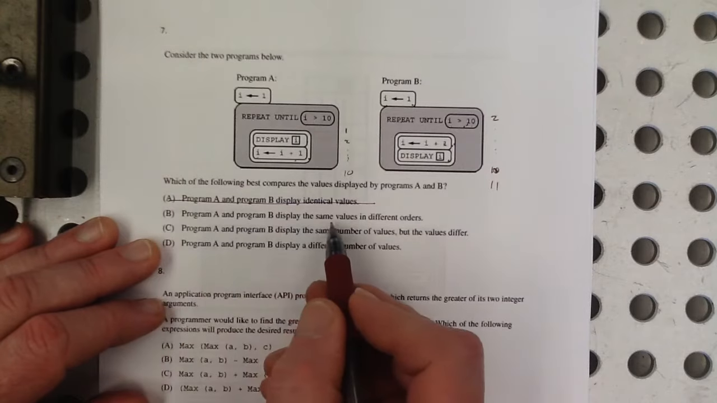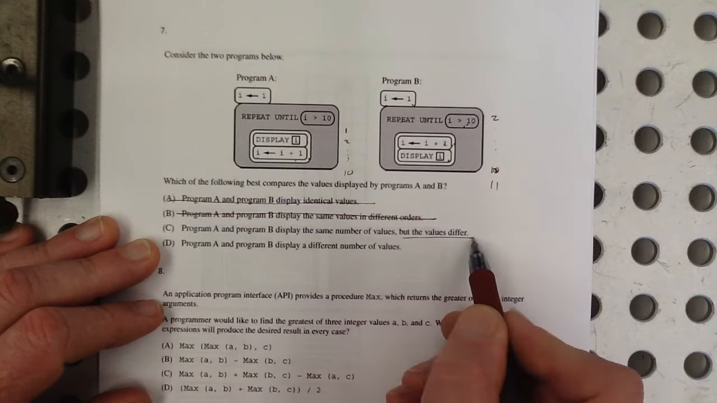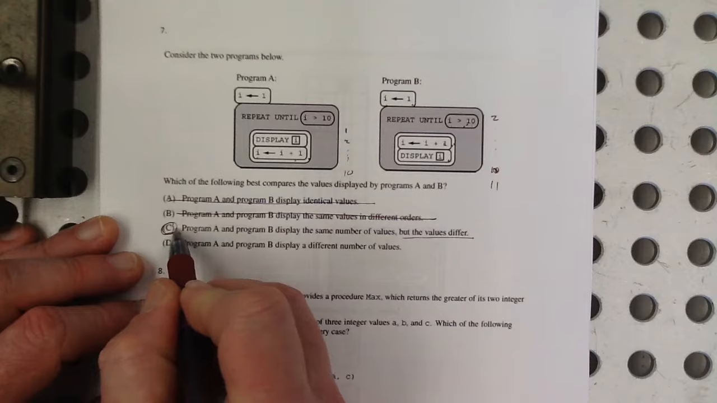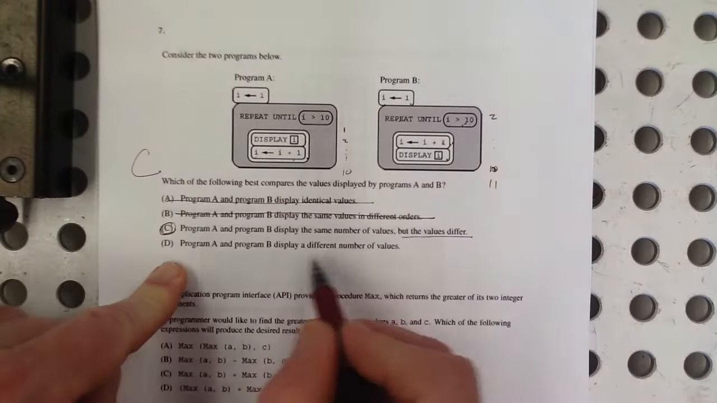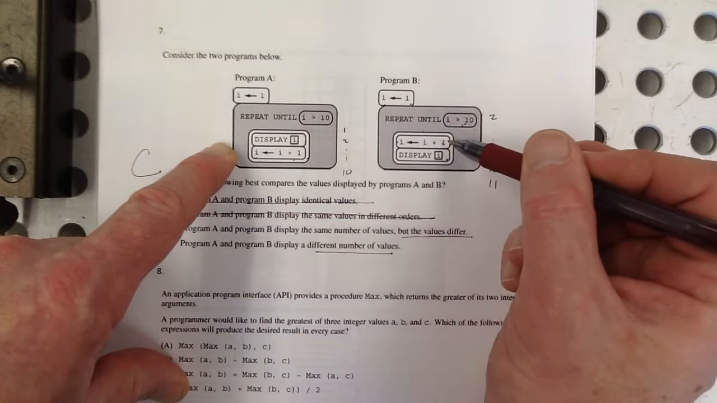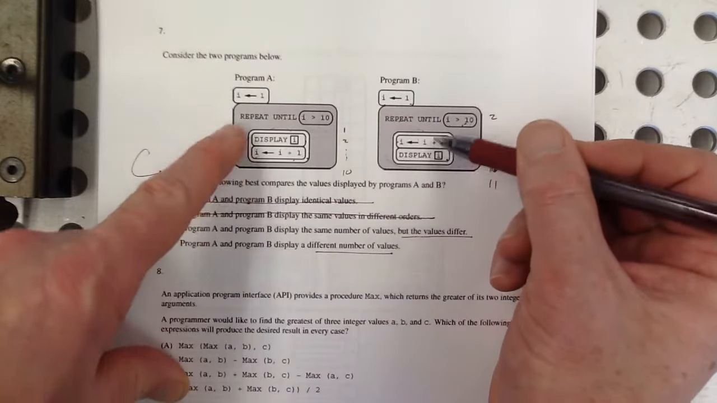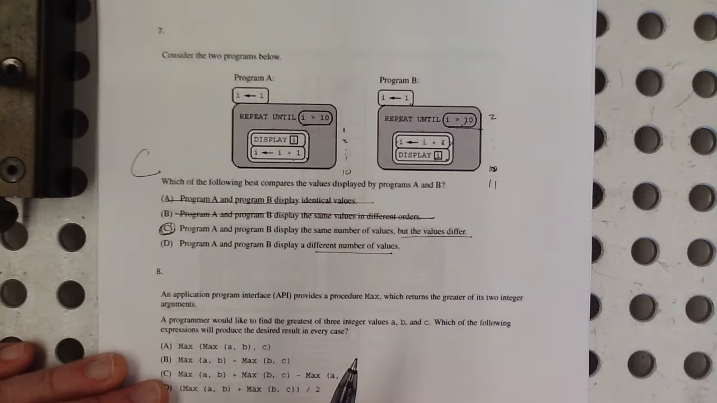Program A and B display the same values in different orders. Program A and B display the same number of values, but the values differ. Program A and B display a different number of values. So C is the correct answer. Because they're not going to display a different number of values, since incrementing I by 1 is happening inside the block. It's in a different place, and that's changing what gets displayed, but it doesn't change how many times it's going to go through until it gets to that condition.